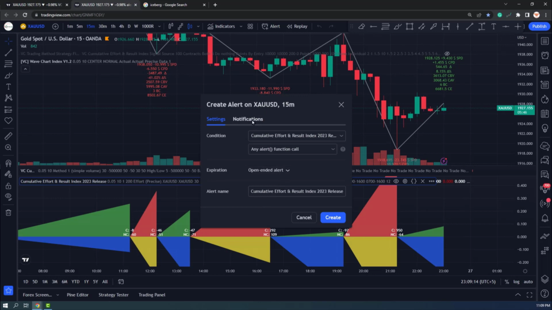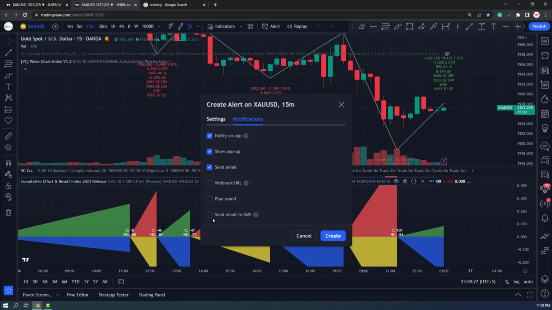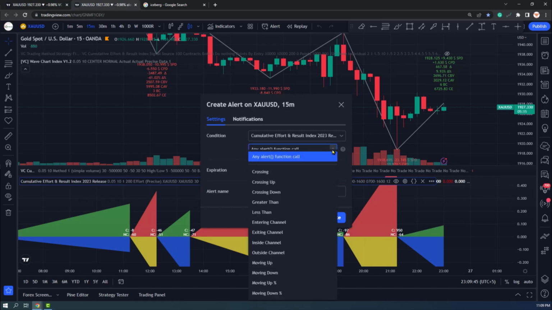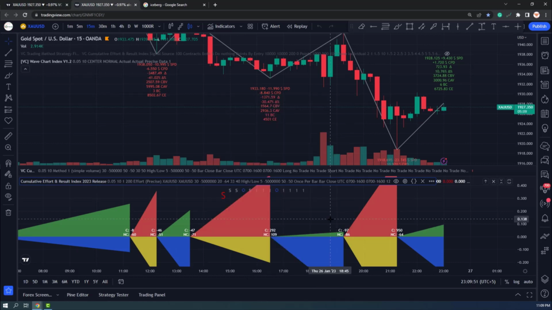After that you can set the notification here. If you want to get a pop-up, if you want to be notified by email, you can set that here. If you want to play a sound, or if you want to get an SMS as well, you can set it here. You can set the name of the alert as well, just like here, test alert. No need to change anything else here. Then you can just create the alert.